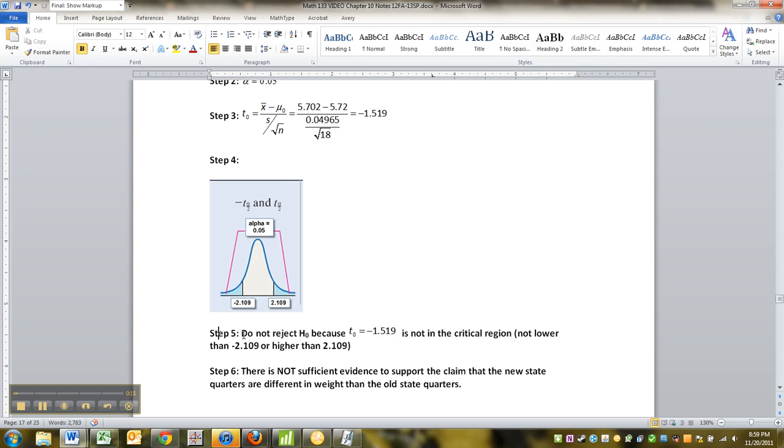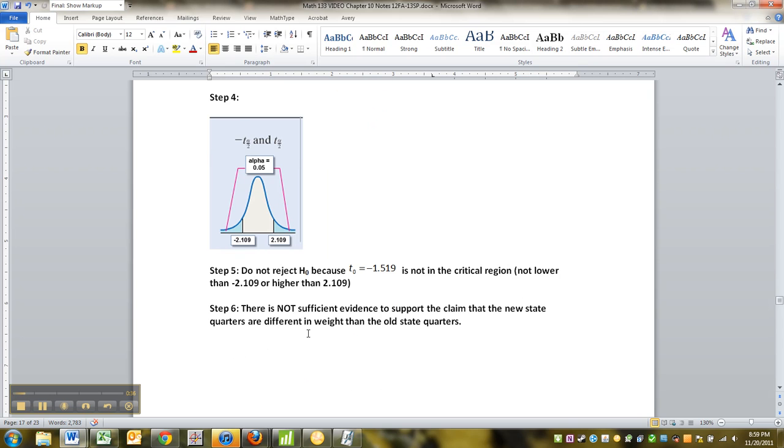And the answer is we're going to not reject H naught because our test statistic, which was only negative 1.519, is not in the critical region. It's not in this little blue tail over here, which is lower than negative 2.109, or in this blue tail up here, which is greater than 2.109. Since we don't reject, that means that there is not sufficient evidence to support the claim that the new state quarters are different in weight, technically mass, but whatever, than the old state quarters.